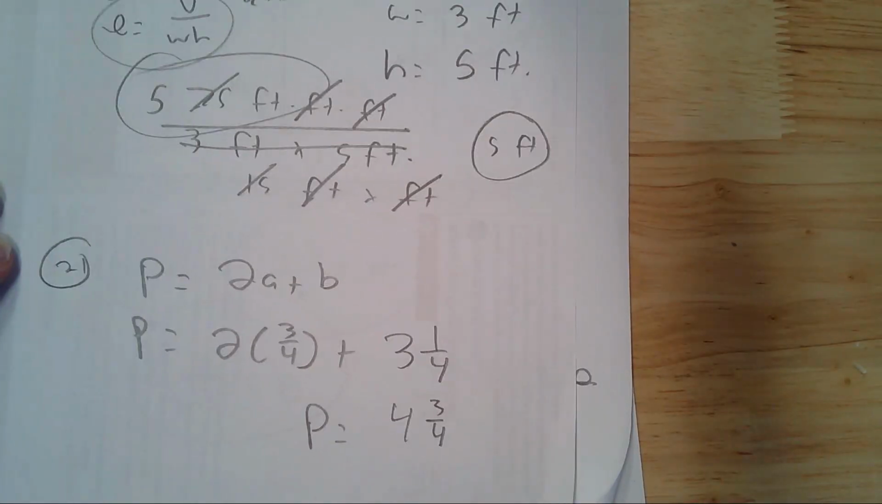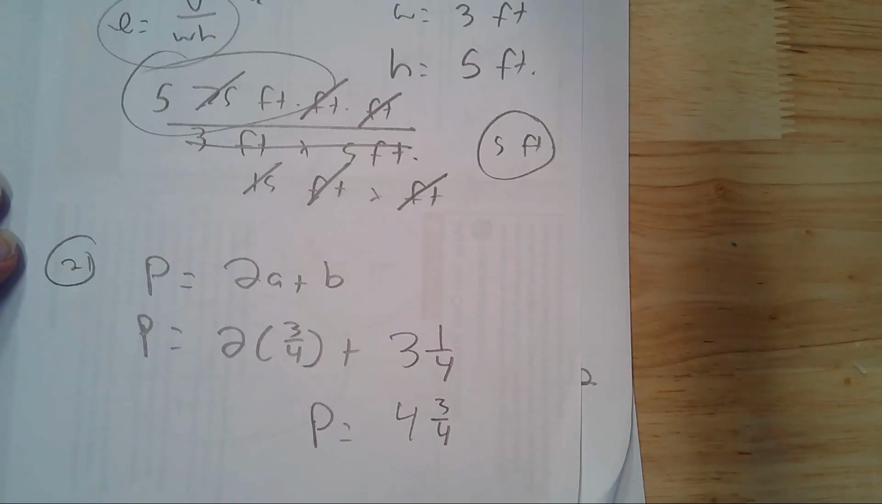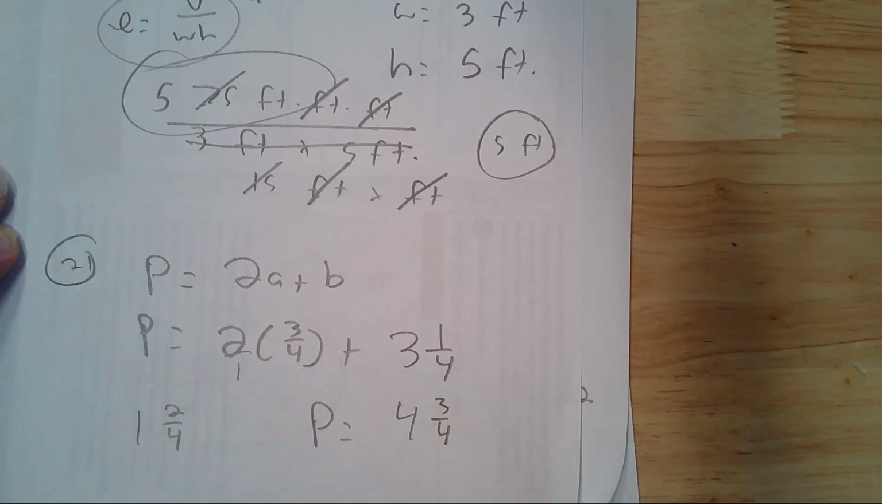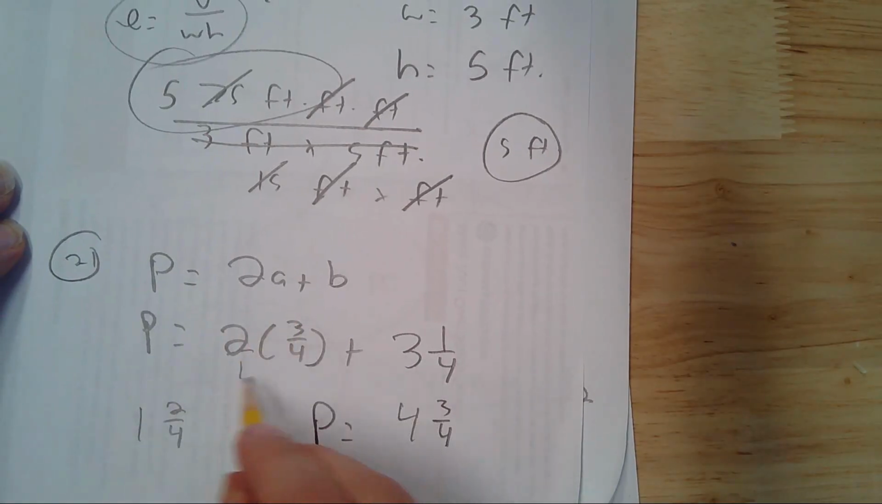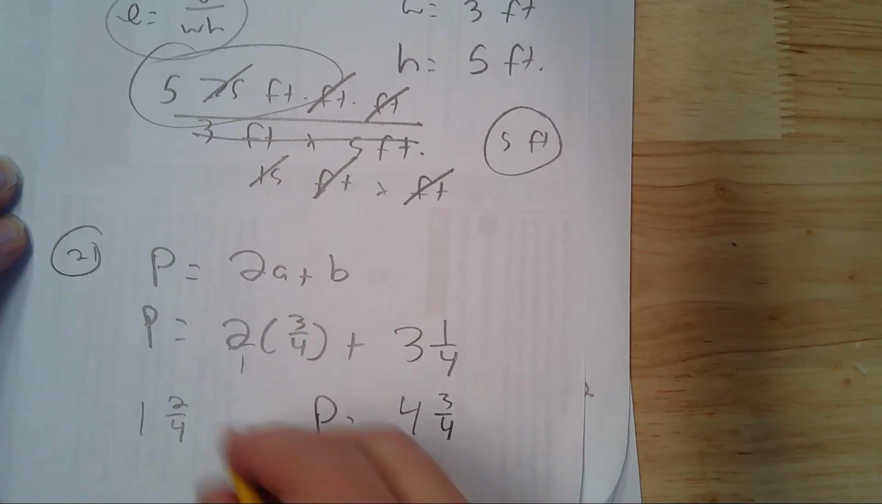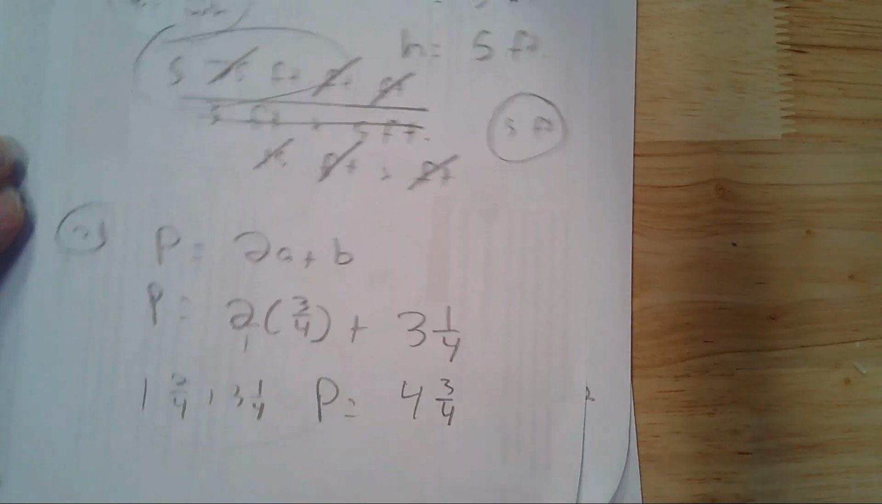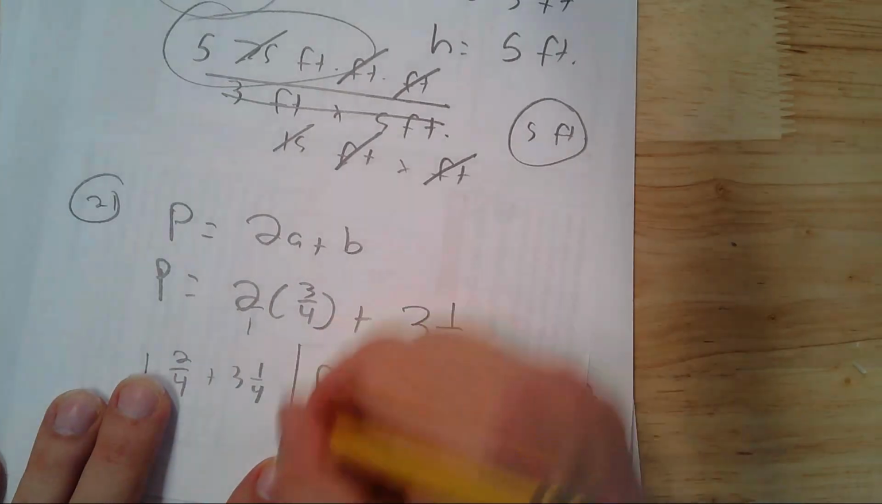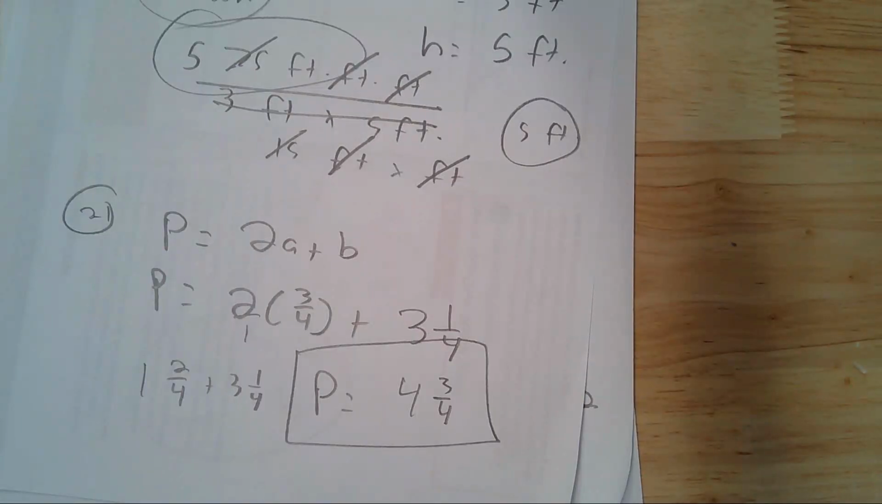Oh, I see what it is. So 2 times 3/4 is 6/4. That's 1 2/4. Multiply 2 times 3, 4 times 1, 6 over 4. I left it in that form because the other one has a 4. 1 2/4 plus 3 1/4 is 4 3/4. I see what it is. Right.